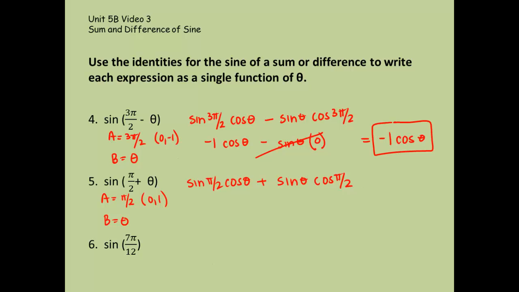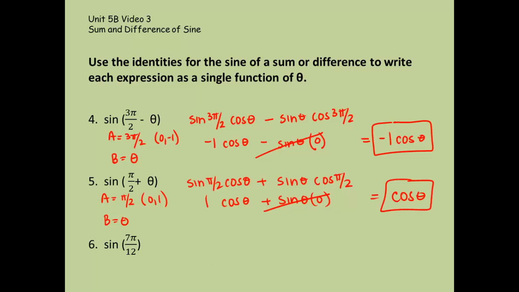Okay, so the sine of pi over 2 is 1, the cosine of theta is the cosine of theta, plus the sine of theta, and the cosine of pi over 2 is 0. So this one gets wiped out, and my final answer is just cosine of theta.